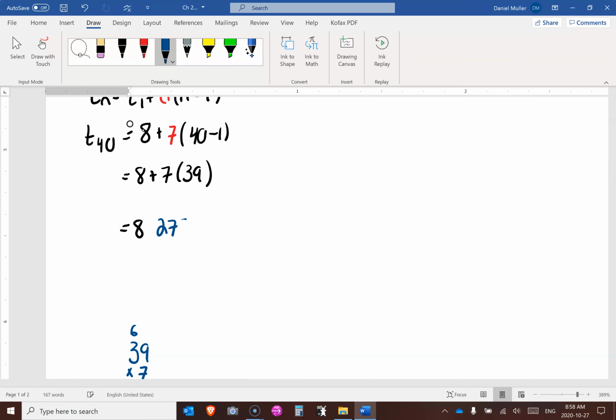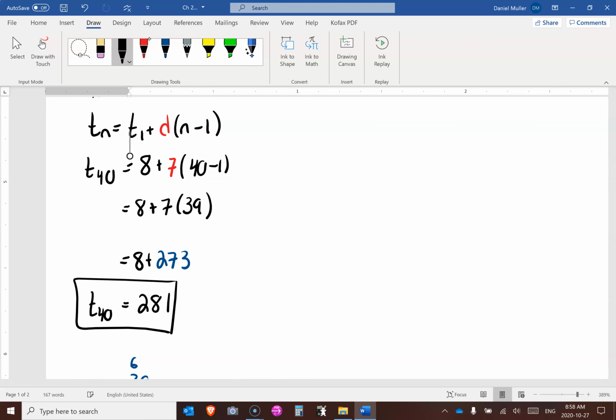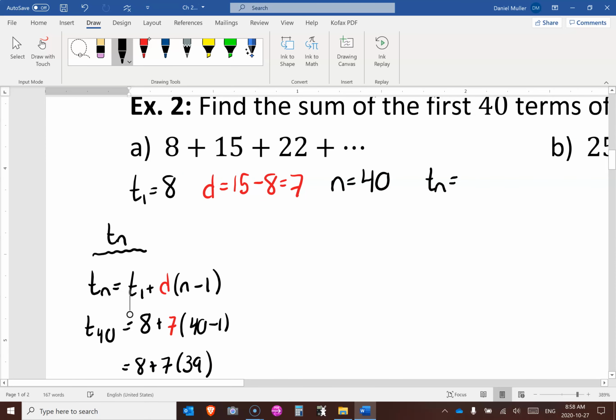So we're going to add 273 to this, which would be 281, maybe? I should just double check. I think that's right. So that's what my T40 is. 281. So that's me finding my last term. Now I like to say my last term should be T40. We usually just write Tn, but you could write that T40 is 281. So either or. T40 is more right, but we typically just do Tn.